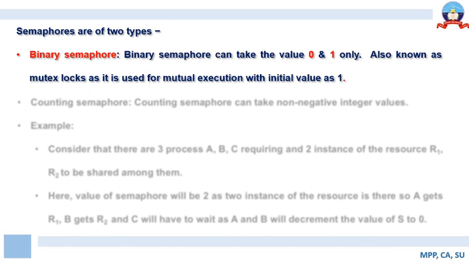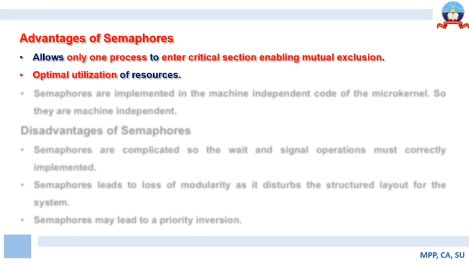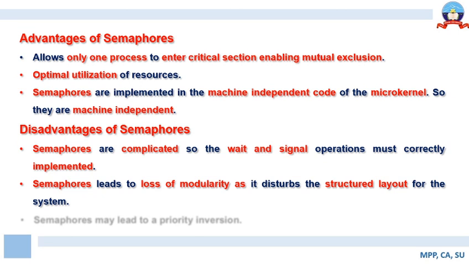Then we learned about the types of semaphores in greater detail, where we learned about binary semaphores and counting semaphores, and we tried to understand the same with the help of an example. Then we moved on to the advantages and the disadvantages of semaphores.